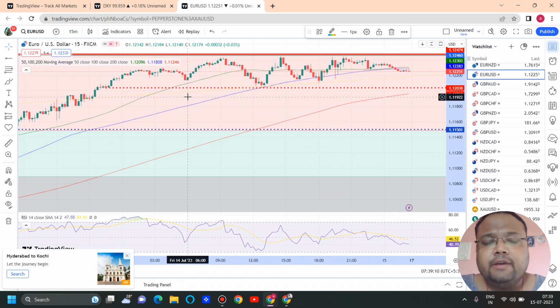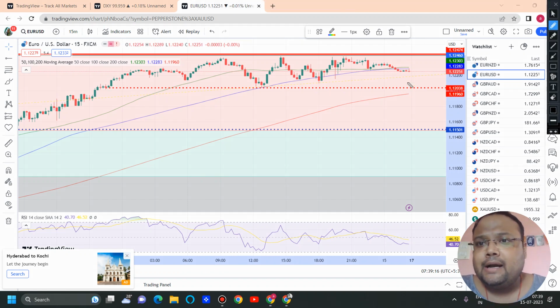And this is the 15-minute chart. If you're a scalper and you are madly in love with euro USD, then you can also look for a buy around this area, 1.1200 only. So be careful, enjoy the weekend, have fun, spend some quality time with your friends and family.